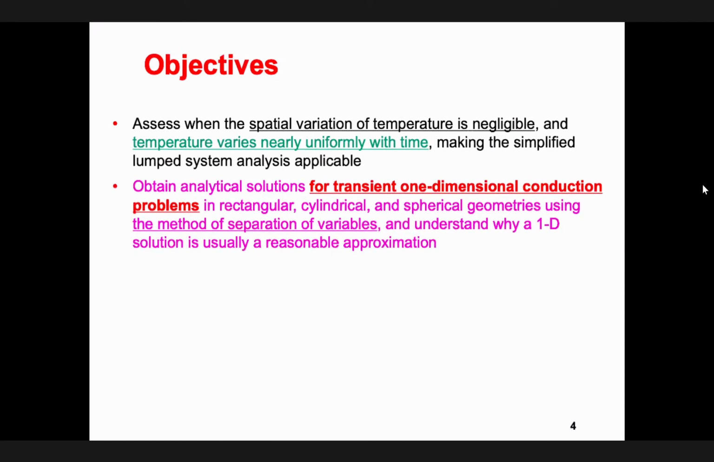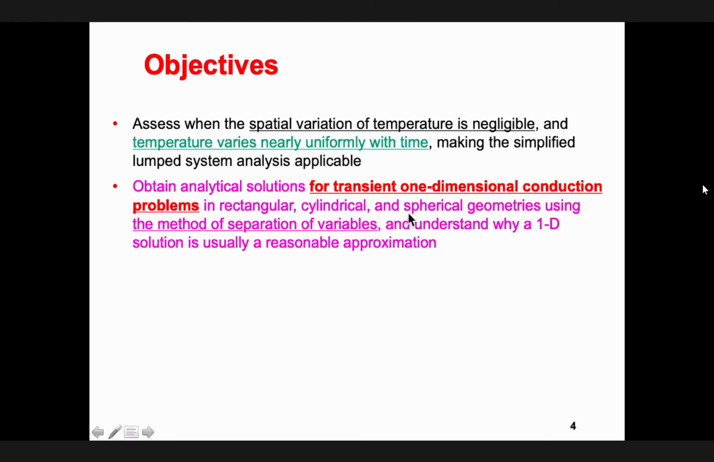And then obtain an analytical solution for transient one-dimensional conduction. We can apply it to rectangular, cylindrical, and spherical systems using the method of separation of variables. This is one scenario where we can assume the temperature is the same everywhere. But sometimes we cannot make that assumption, and we have to try to solve the differential equation that we had. Now we cannot ignore dT over dt, the variation of temperature over time; we have to take that phenomenon into consideration and try to solve it.